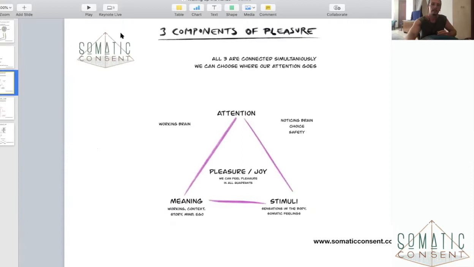It's that one here. This is what we call the three components of pleasure. All of the three components of pleasure exist simultaneously. So when you have it in your hands, and I ask you to start feeling it, the way the mind and the brain work, our neocortex, is that we start labeling things. We put it somewhere in a box and it has a purpose. So what is it that we're doing with it? You see here that you can choose where your attention is going.